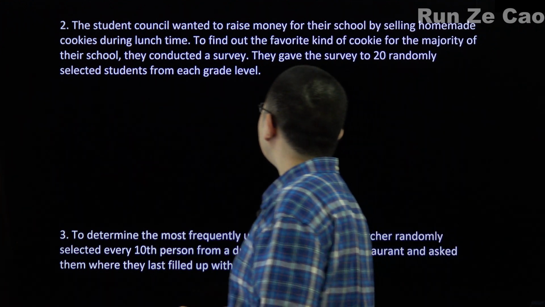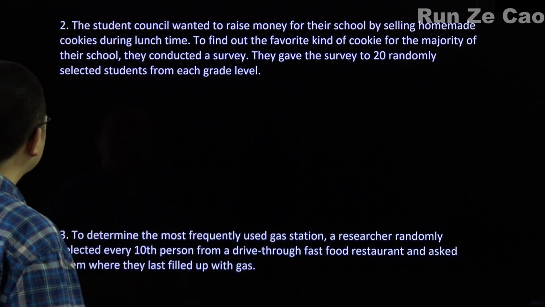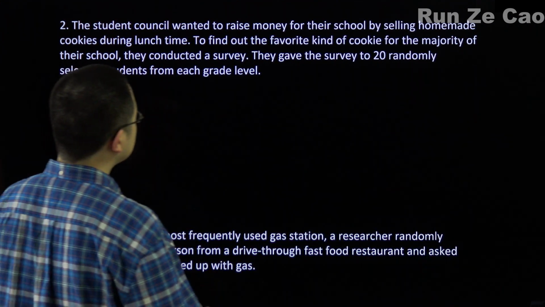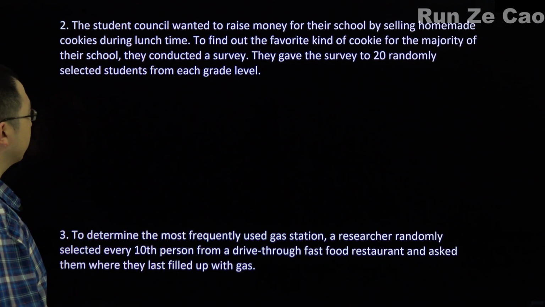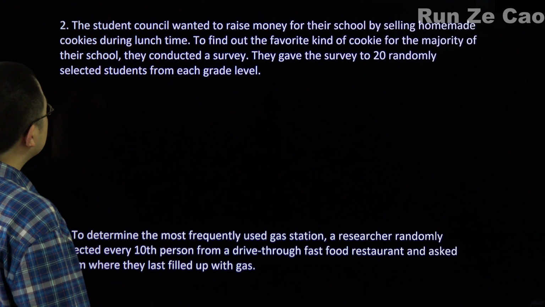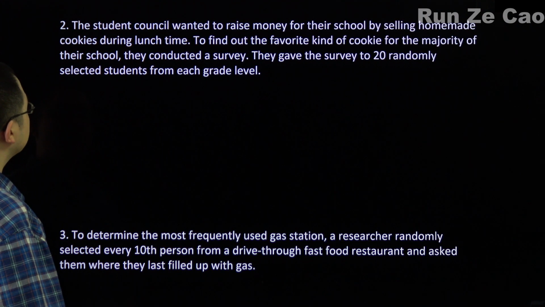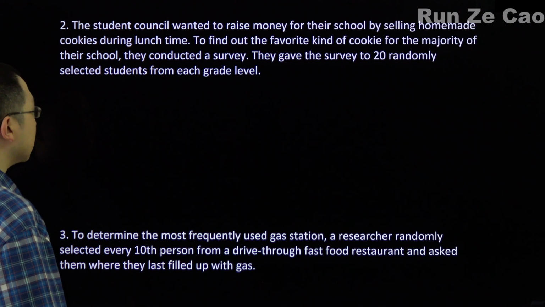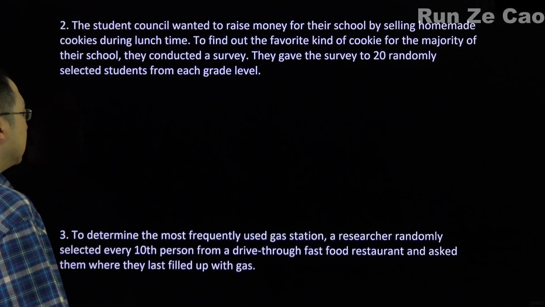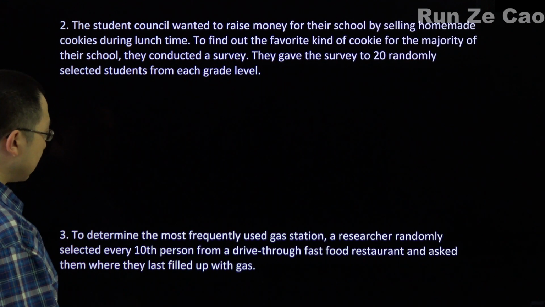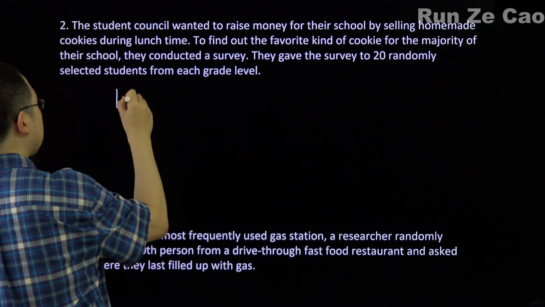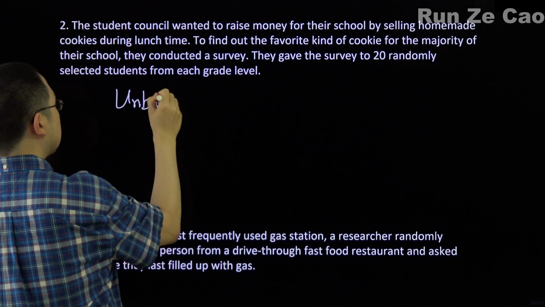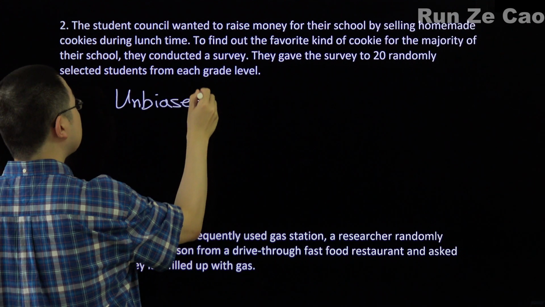The student council wanted to raise money for their school by selling homemade cookies during lunchtime. To find out the favorite kind of cookie for the majority of their school, they conducted a survey. They gave the survey to 20 randomly selected students from each grade level. This is a stratified random sample. You can say it's unbiased. Like, you can reasonably claim that this is unbiased.